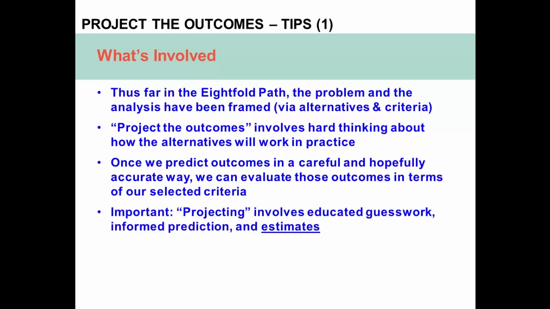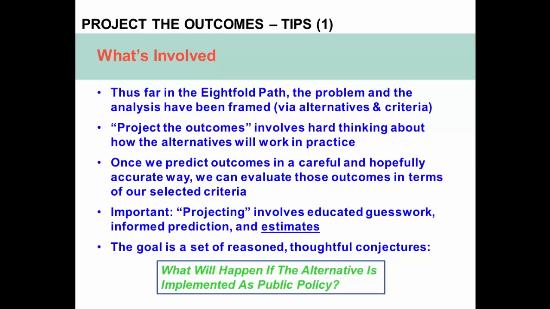It's important to note Bardach's choice of a verb here. Projecting doesn't involve ascertaining absolute certainty. Rather, it involves educated guesswork, an informed prediction, and what we might call estimates about these alternatives' impacts in the world. The goal is a set of reasoned, thoughtful conjectures representing progress that we've made because we've undertaken the analysis. The effort is to try to answer this question for each alternative. What will happen if the alternative is implemented as public policy?